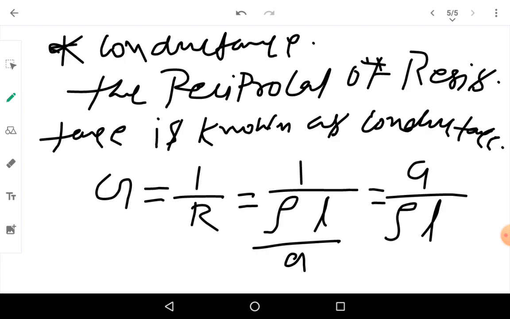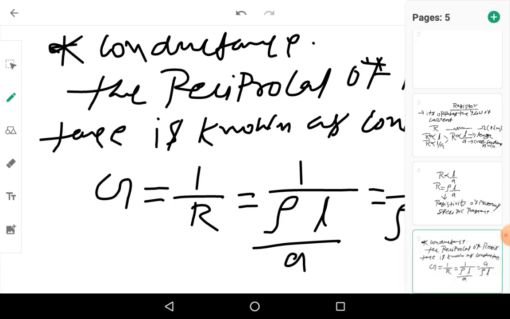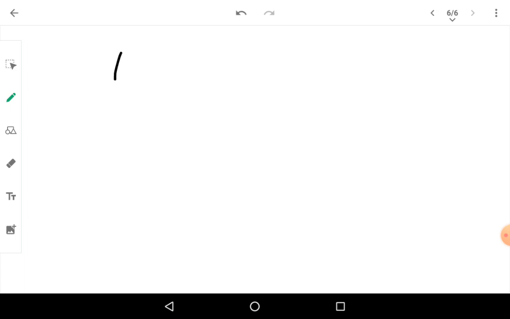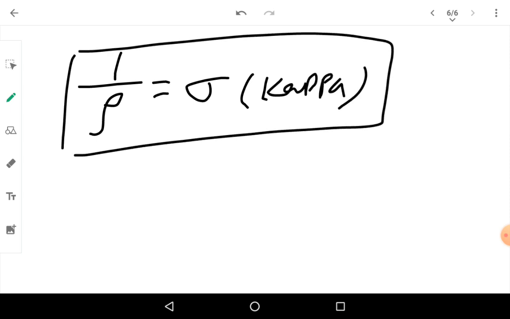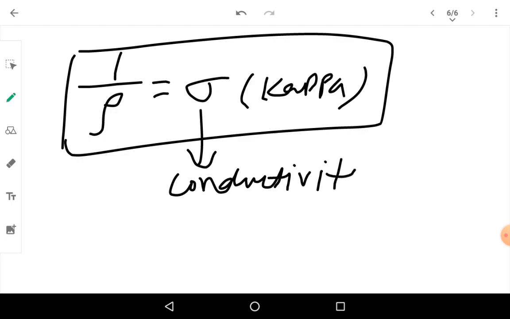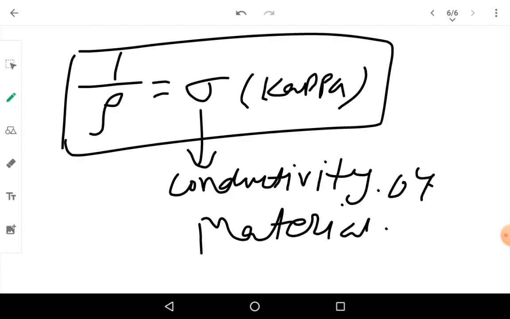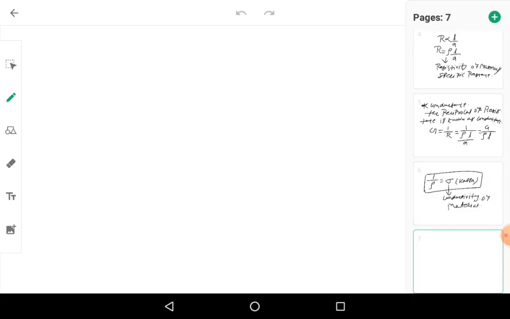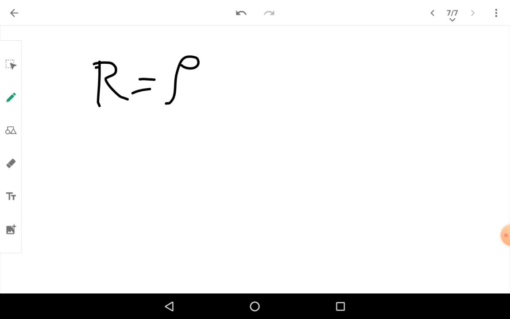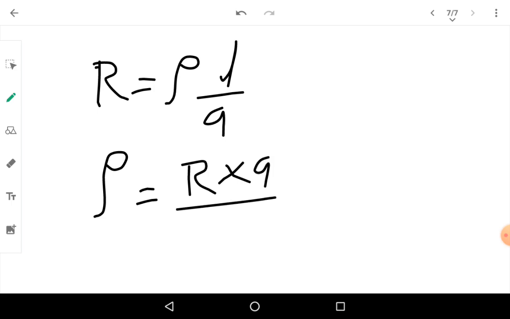where one upon rho equals kappa, and this kappa is known as the conductivity of the material. And R equals rho L upon A, so rho equals R into A upon L.